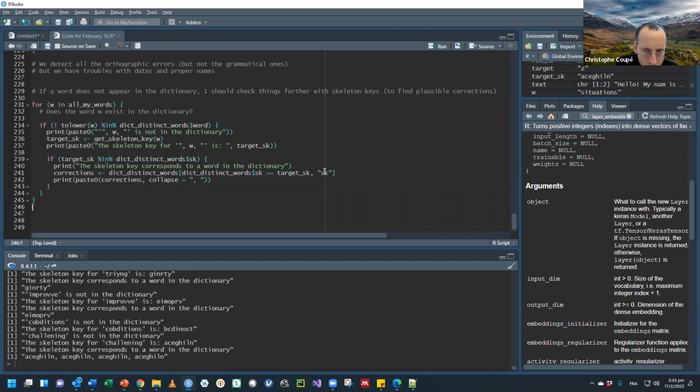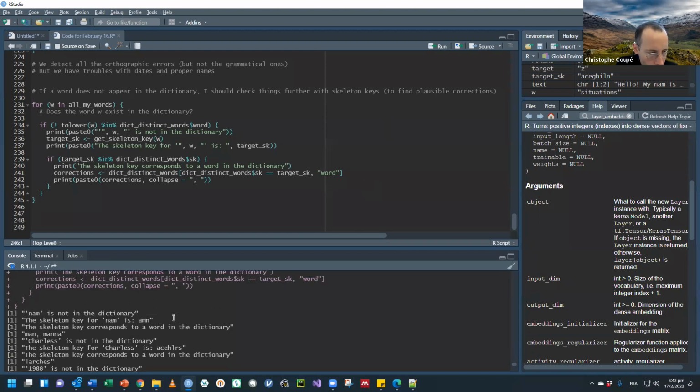Oh, except I made a mistake. The corrections should not be the skeleton key. They should be the words. So that's my bad. All right, I'll try again. Okay, let's see.